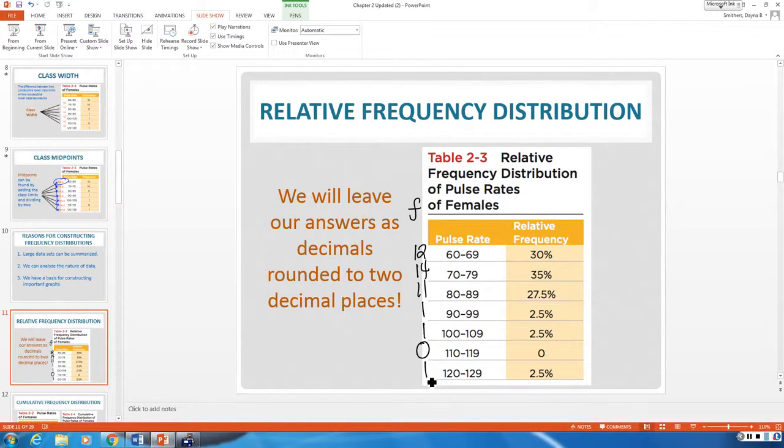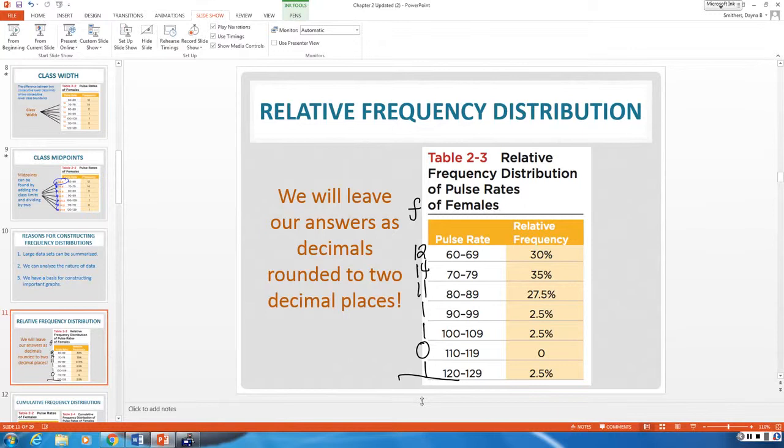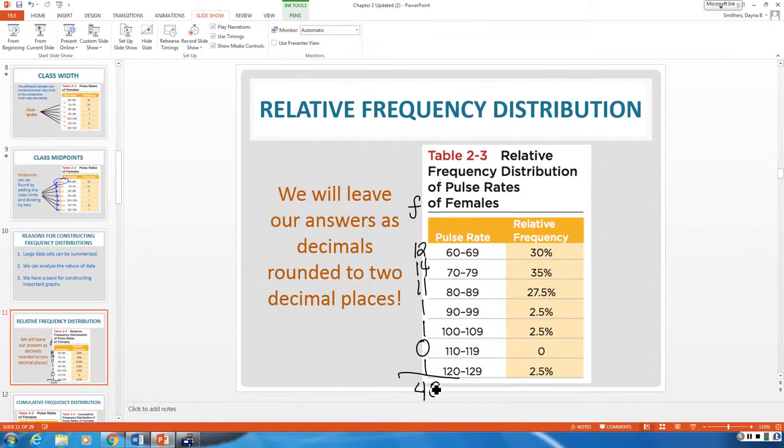So how do I get the percent? First of all, you need to find out your total sample size. Once you have your frequency column, you can just add them up, because remember, this should represent all of your data, right? Okay, get your calculator. Let's quickly add up. 12 plus 14 plus 11 plus 1 plus 1 plus 0 plus 1 is 40. That is my total sample size, right?